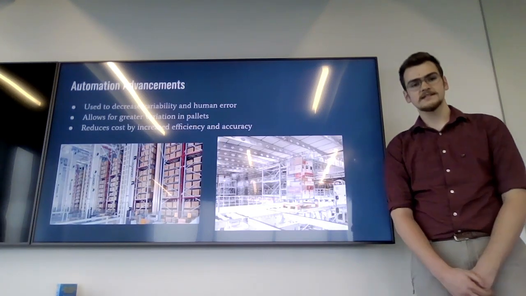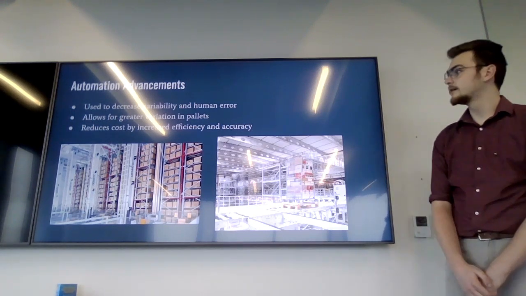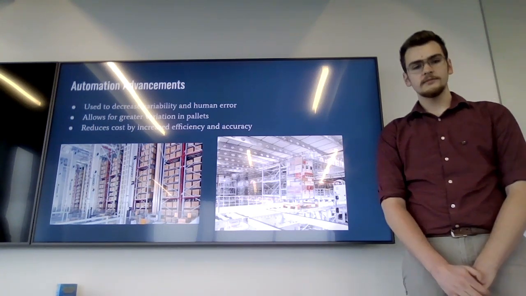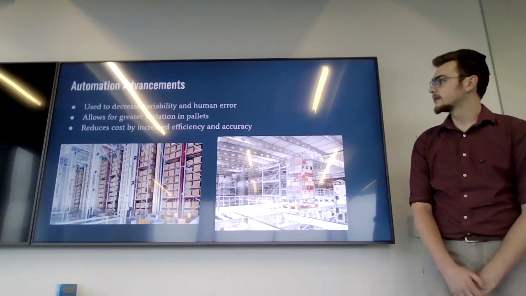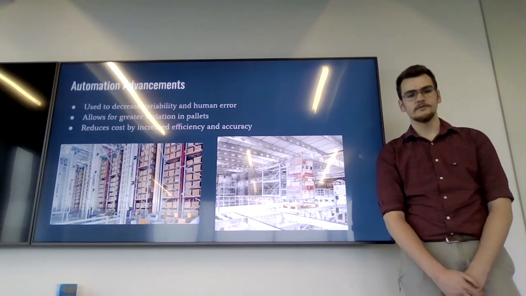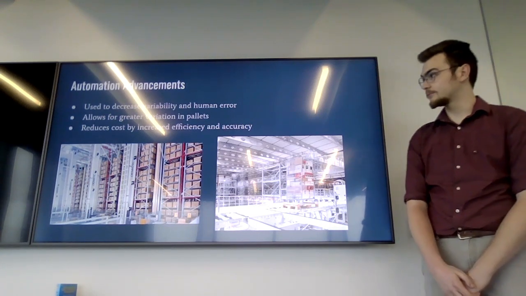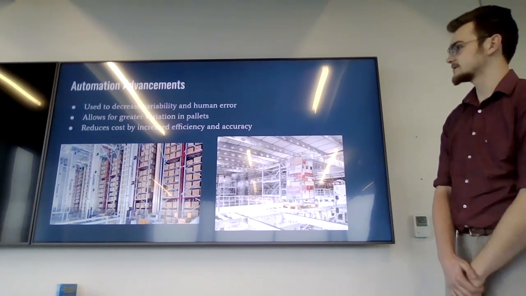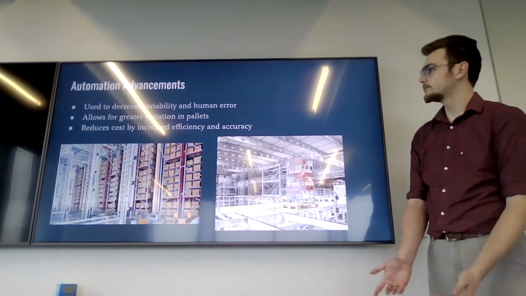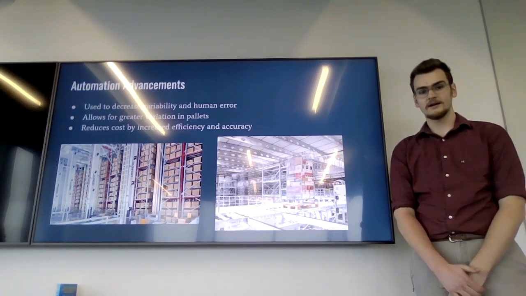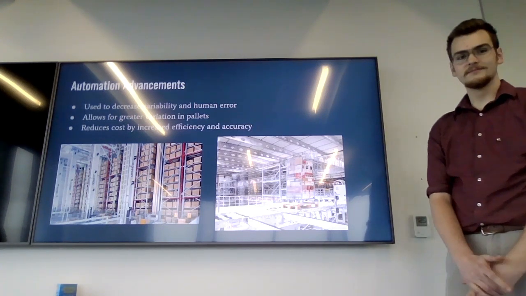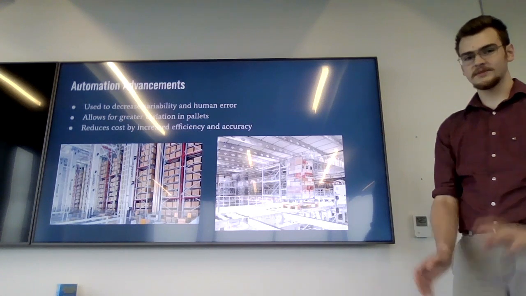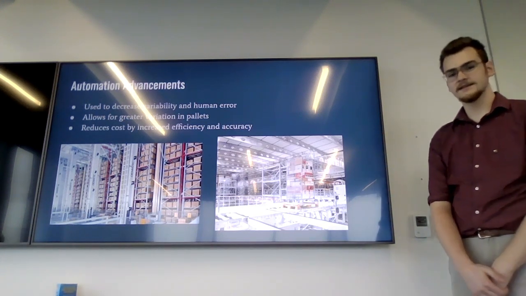And finally, I'll be discussing automation advancements. Automation is generally used to decrease the variation and human error that we find in the packaging process. This really helps increase your efficiency because you know where things are and how to properly get there. There are no things getting put in the wrong spot by accident.